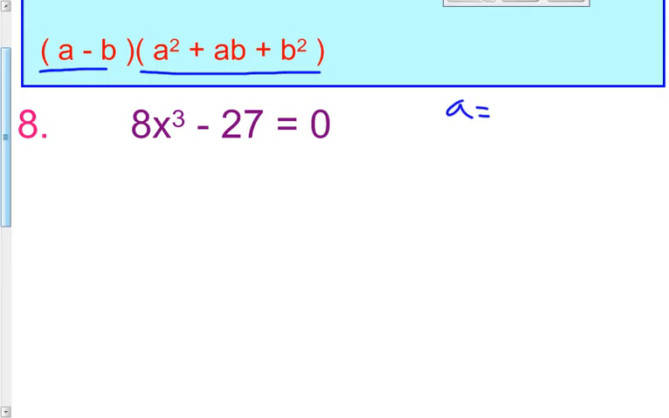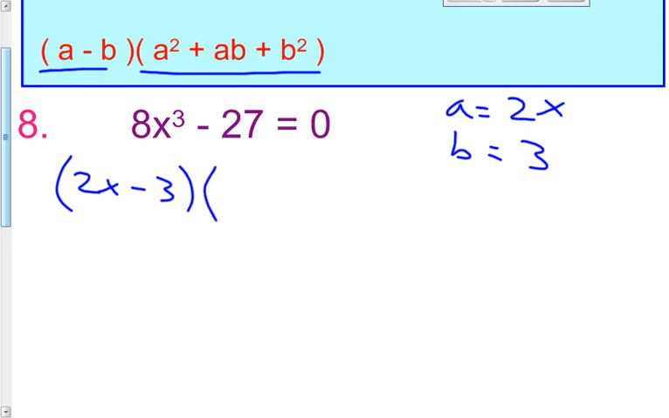A is the cube root of this number, which is 2x, because 2x times 2x times 2x is 8x cubed. B is the cube root of 27, which is the number 3. So once you have that, you simply put it into your formula. A minus B, which is 2x minus 3, times A squared. 2x squared is 2x times 2x, and 2x multiplied by 2x is 4x squared.